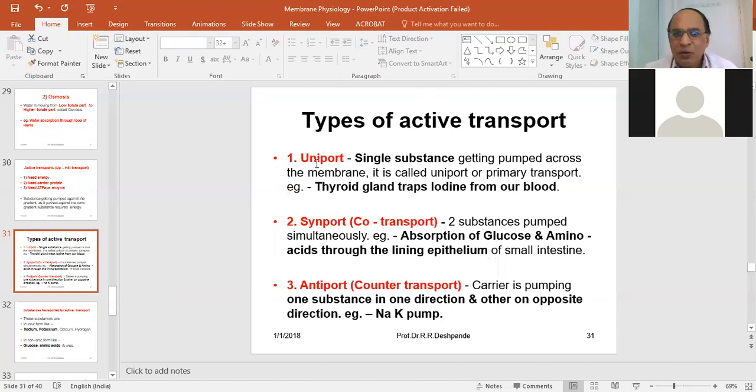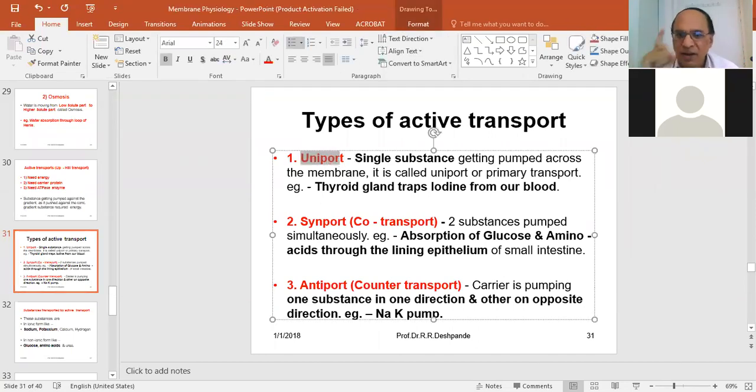There are three types: uniport, symport, and antiport. Uni means one. A single substance gets pumped. Always remember, in active transport, pumping, force is needed. Pumped across the membrane, it is called uniport or primary transport. Example: iodine. Iodine is pumped into the thyroid gland. The thyroid gland traps the iodine molecules because of active transport. Only one substance, iodine.